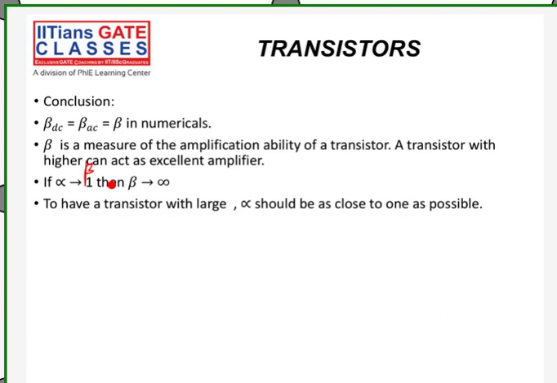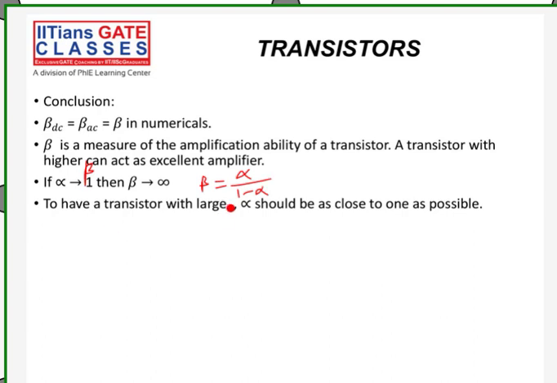Third thing, if alpha is tending to 1, then beta will be tending to infinite, because beta was written as alpha divided by 1 minus alpha. If it is reaching towards 1, this term will be 0. So some value divided by 0 will be infinite. So it is clear.